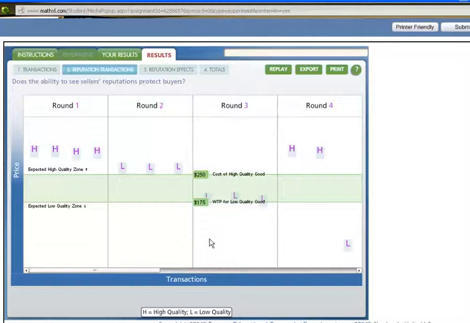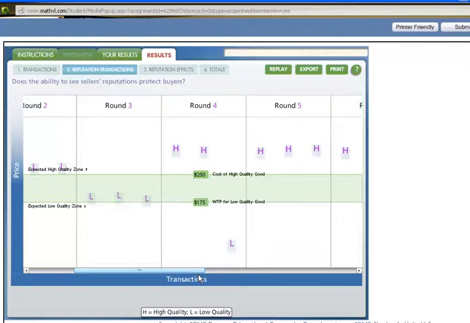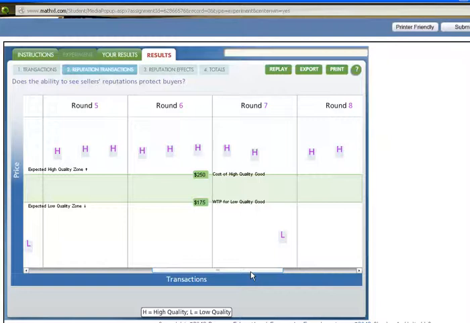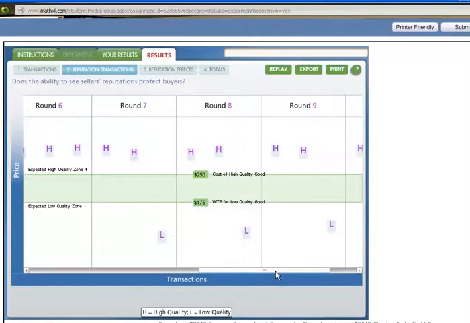Here we can see the actual rounds of the reputation, right? We saw high quality goods being sold at high quality. Then all of a sudden we start to see some low quality goods being sold. Obviously these people are going to get a bad reputation. And the idea here is that as you move along, only sellers with high quality reputations are going to be able to sell high quality goods, and sellers with low quality reputations, the ones who got those thumbs down, are only going to be able to sell low quality goods. So we get a little bit of a separating equilibrium again.